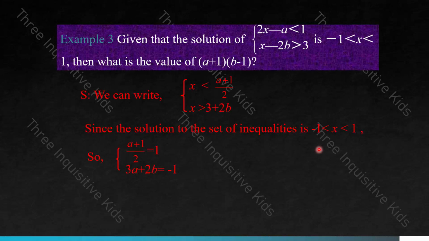Do you see how we substituted the value here, this solution? So after solving, we have a is equal to 1 and b is equal to -2. Therefore, the value of this expression would be -6.